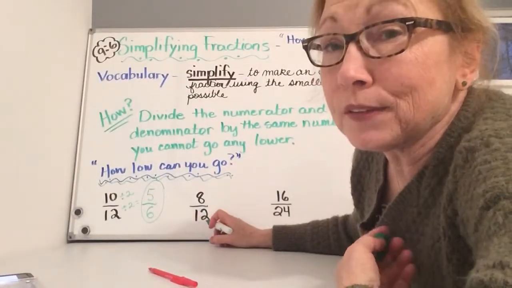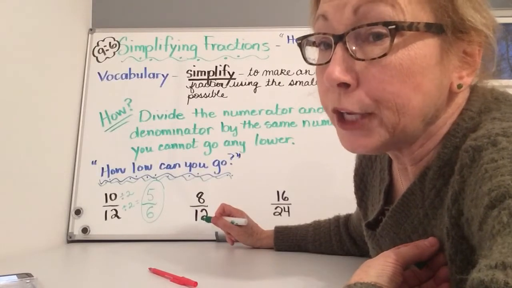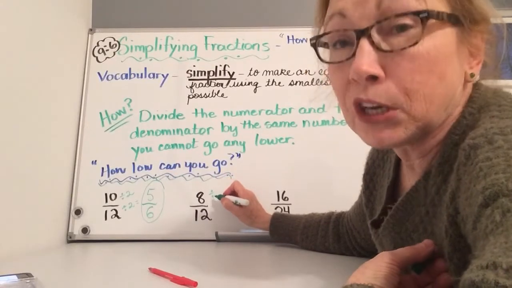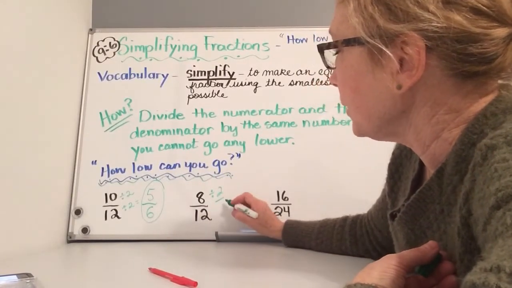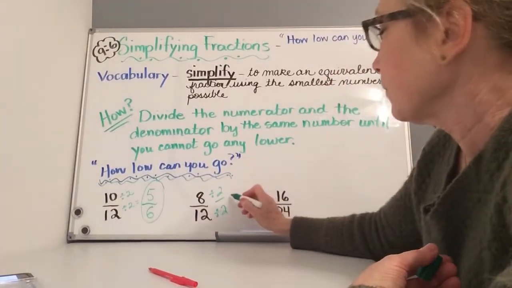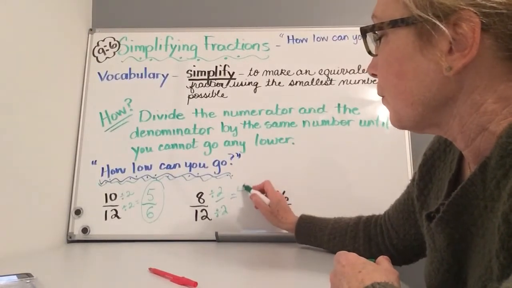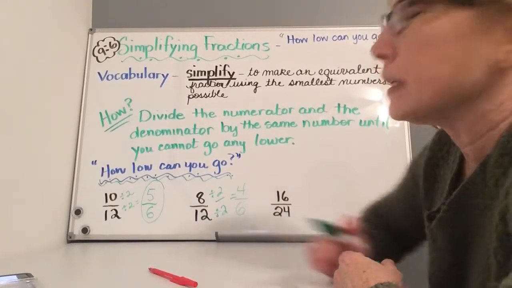I see again both of these numbers, the numerator and the denominator, are even numbers, so I could go ahead and start with the number 2 and divide. It's always a sure bet if they're both even. So I'm going to divide 8 by 2, and I'm going to divide 12 by 2. And when I do that, I get 8 divided by 2 is 4, and 12 divided by 2 is 6.